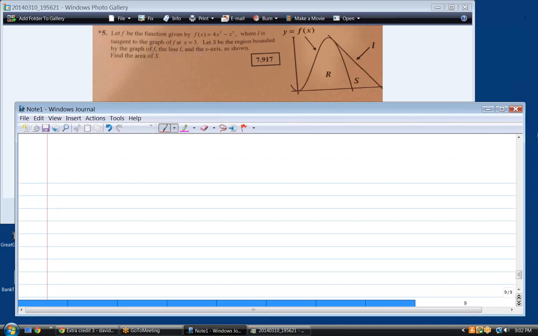Okay, so that's our function. L is tangent to the graph of f at x equals 3. Let S be the region bounded by the graph of f, the line L, and the x-axis. Find the area of that region. Okay. Yeah, that's easy enough.